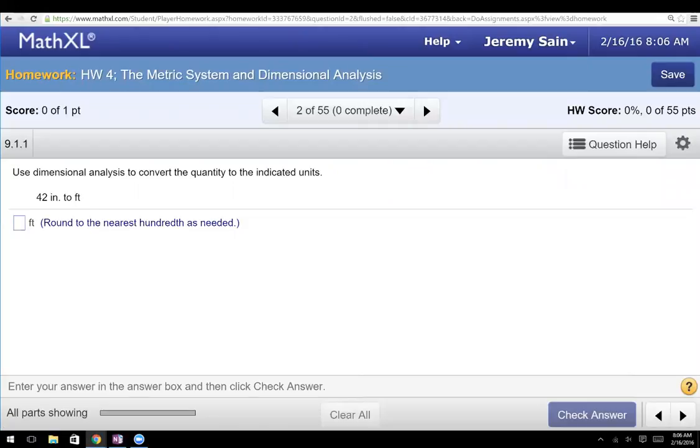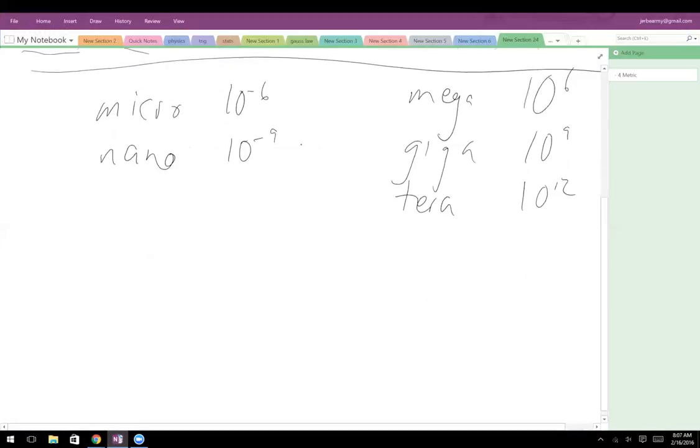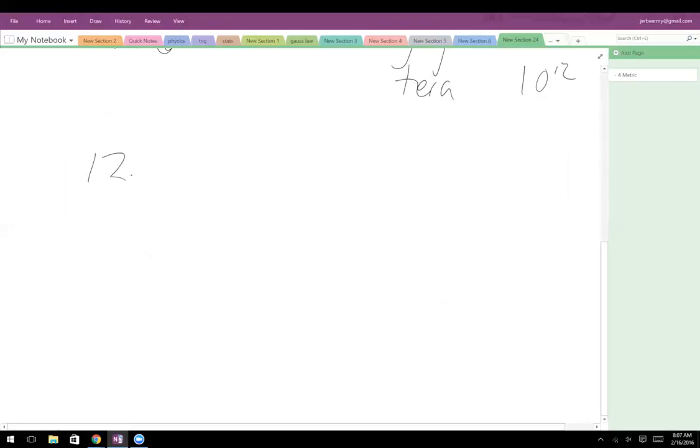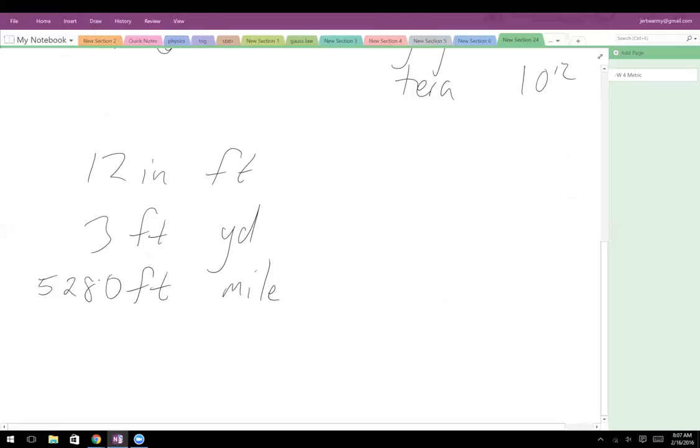And then the rest of them, hopefully you've learned these at some point in the past. So you know 12 inches are in a foot. How many feet are in a yard? 3 feet in a yard. How many feet are in a mile? 1,760 is yards in a mile. Yeah, 3 times that, which is 5,280 feet in a mile.